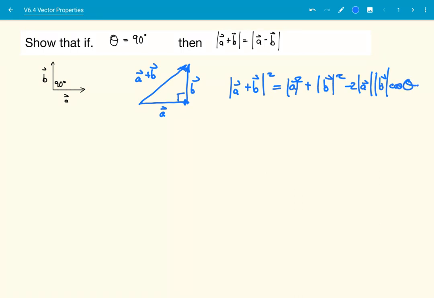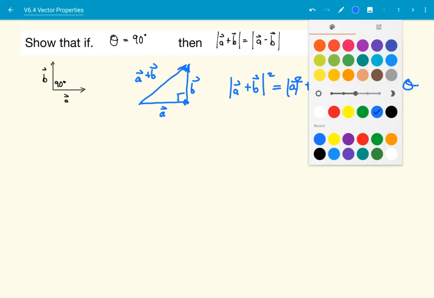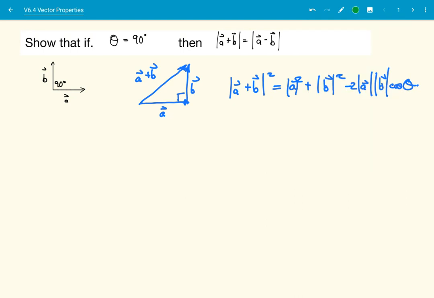Right? There we go. If theta is 90 degrees, the cos of 90, of course, is 0. So this whole thing goes to 0, and it's just Pythagorean theorem.